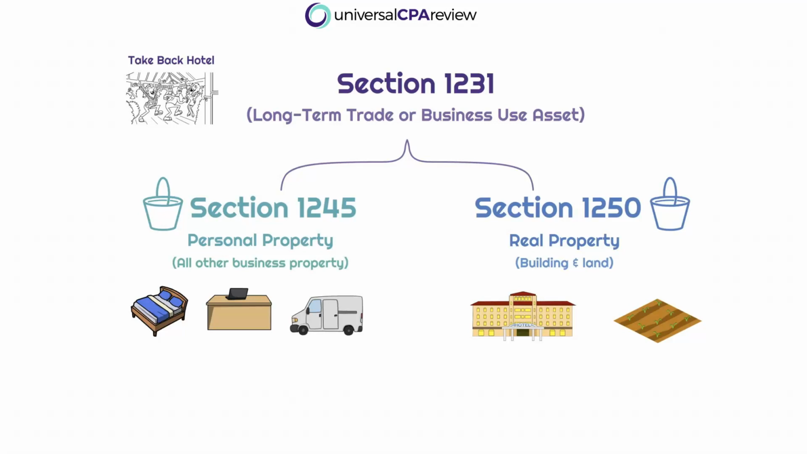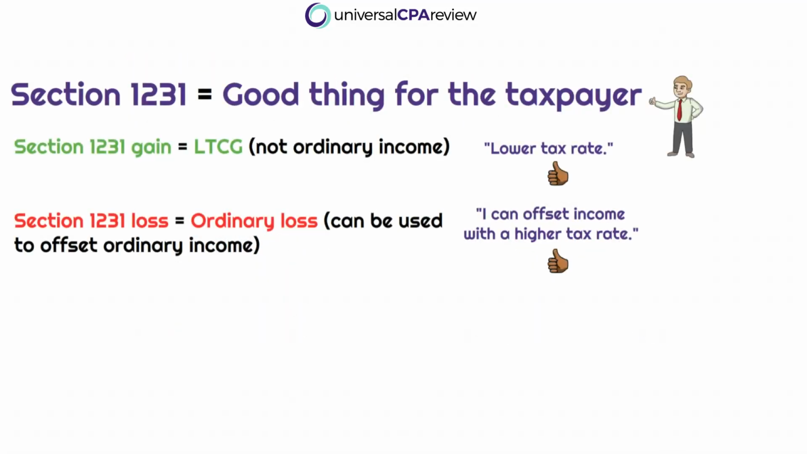Now let's understand how Section 1231 gains and losses will be calculated. So at the end of the day, we need to know that we have Section 1231, which is broken out into Section 1245 and Section 1250. But for exam purposes, I want you to think of Section 1231 as its own separate category. The exam is going to test Section 1231, but you need to think of this as a good thing for the taxpayer. And why would that be?